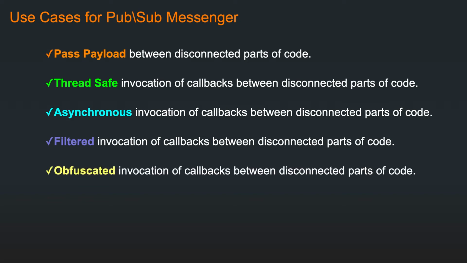Obfuscated or hidden invocation of callbacks between disconnected parts of code. A callback method can be private. In that case, the subscriber can self-subscribe to specific callbacks. Neither the publisher nor other parts of the game will be able to call the private callback.